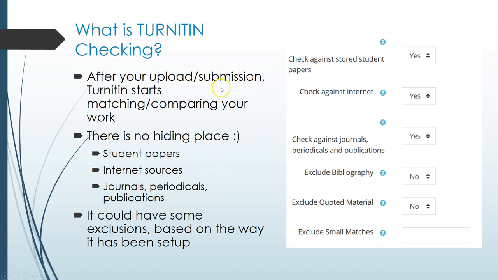After you upload your submission to Turnitin, it starts matching your work or comparing your work against other student papers or with internet sources, journals, periodicals, publications. And depending on the way it's set up by your lecturer, it could exclude your bibliography or quoted materials or small matches. And where this is the case, then it can actually reduce your percentage score. So at the end of the day, whether it's included or excluded, the lecturer is going to have a look at what actually it means.